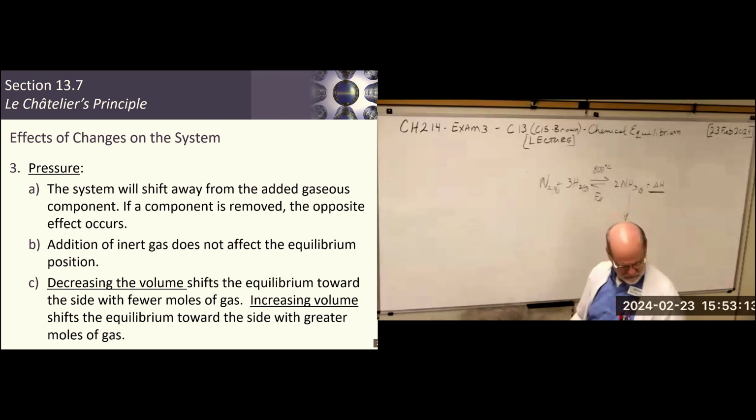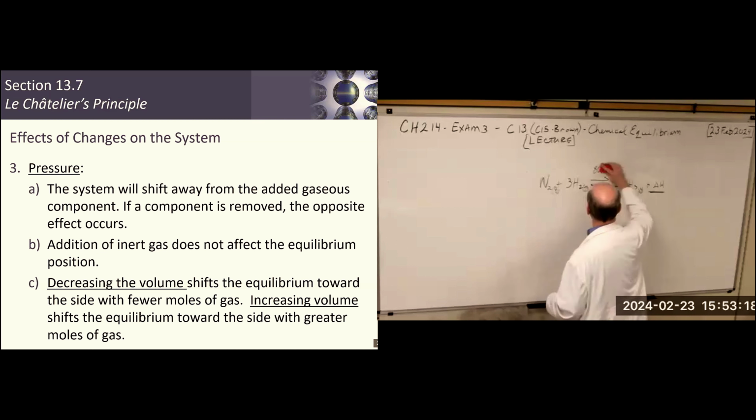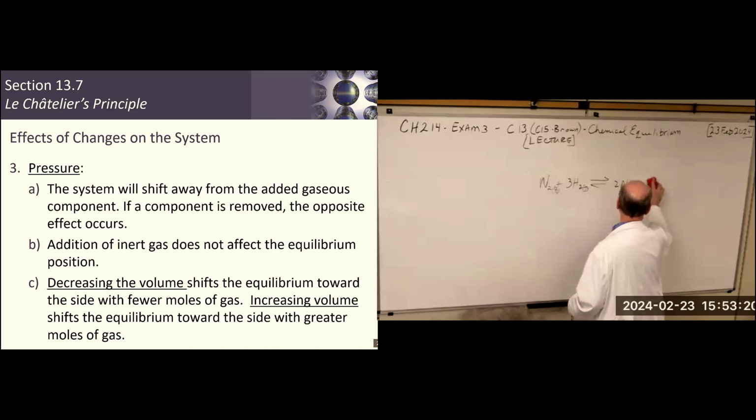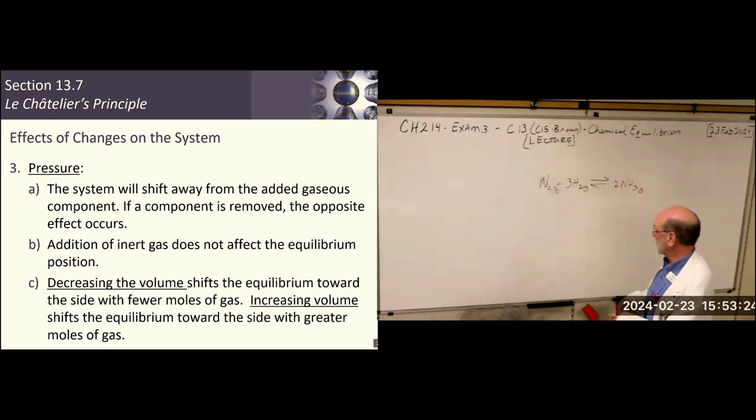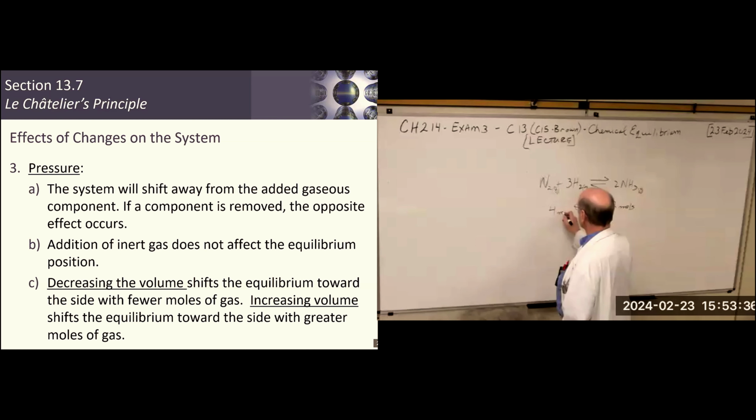Yeah, let's use this one. The Haber process. We're going to change the pressure by changing the volume. So if we squeeze the mixture, which is at equilibrium, what's going to happen? Well, you have 2 total moles here. Then you have 4 total moles of gas on this side.